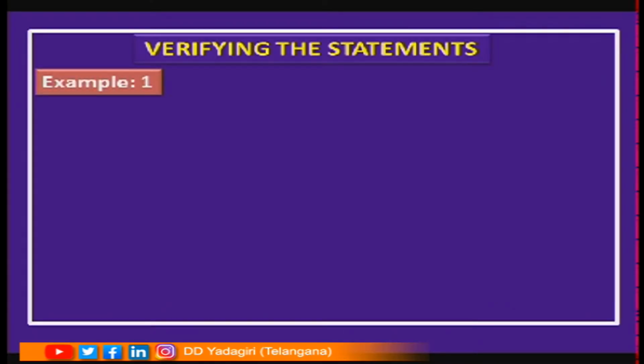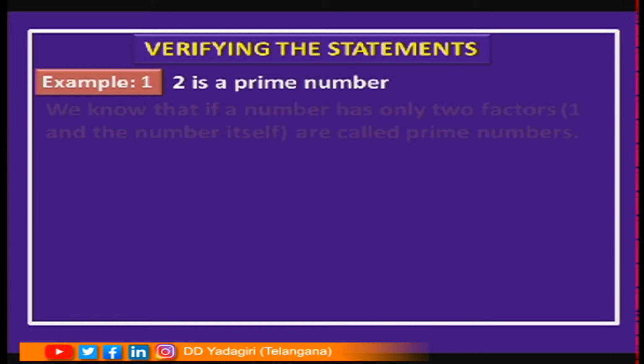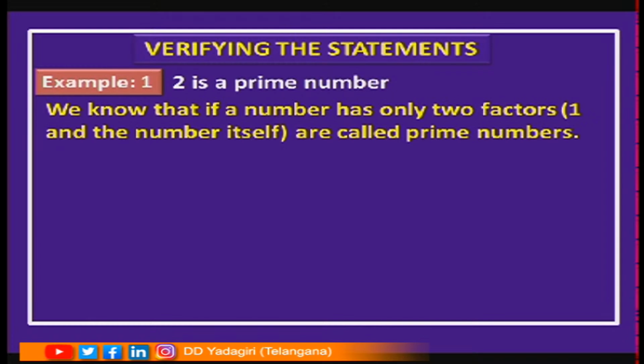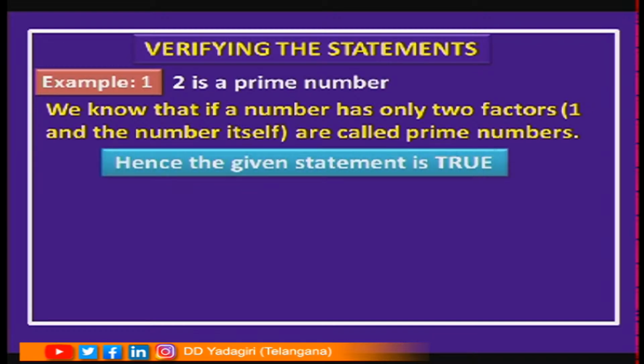Let us consider an example, children, that is 2 is a prime number, which we have just seen in the previous case. Now, children, can you recall what a prime number is? Yes, we can say that a number is prime if it has only two factors, that is 1 and the number itself. Such numbers we generally call prime numbers. Here, 2 is also a prime number. Why? Because it has only two factors, that is 1 and 2 itself. Now, the statement 2 is a prime number is absolutely true.